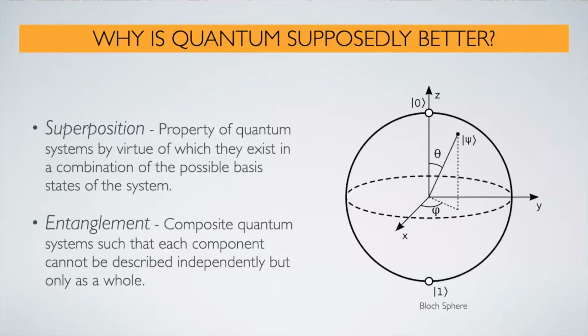Superposition is a property of quantum systems by virtue of which they exist in a combination of possible basis states of the system. For example, a qubit, a quantum analog of a classical bit, can exist in a state of 0 or 1 like the classical bit, but it can also exist in a combination of states of zeros and ones. Once you make a measurement on that qubit, you either get a 0 or 1 with a certain probability. If you pay attention to the Bloch sphere on the right, each point on that sphere represents a certain probability distribution of the zeros and ones that you can get, along with the phase.